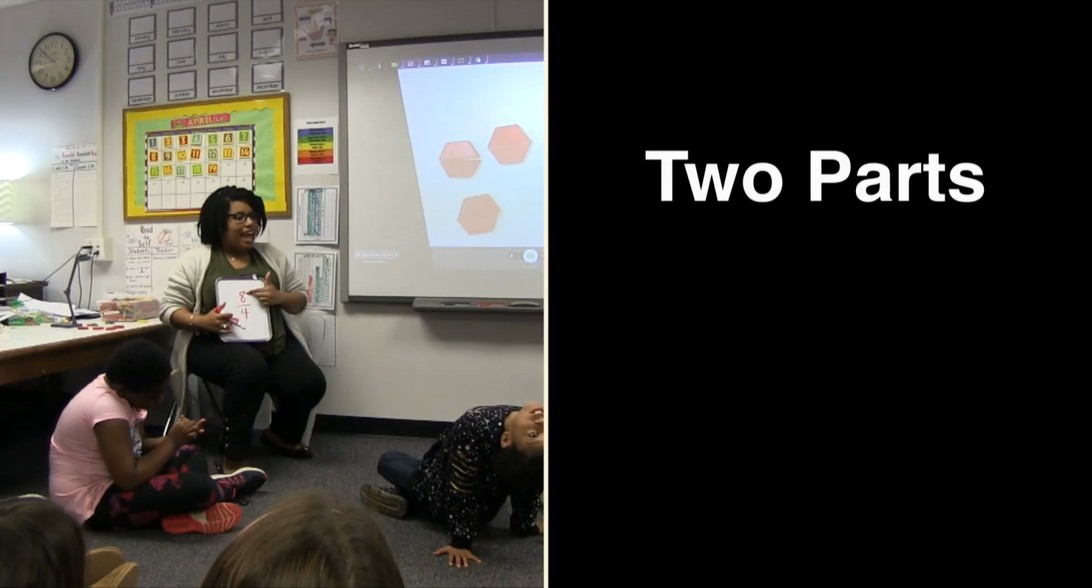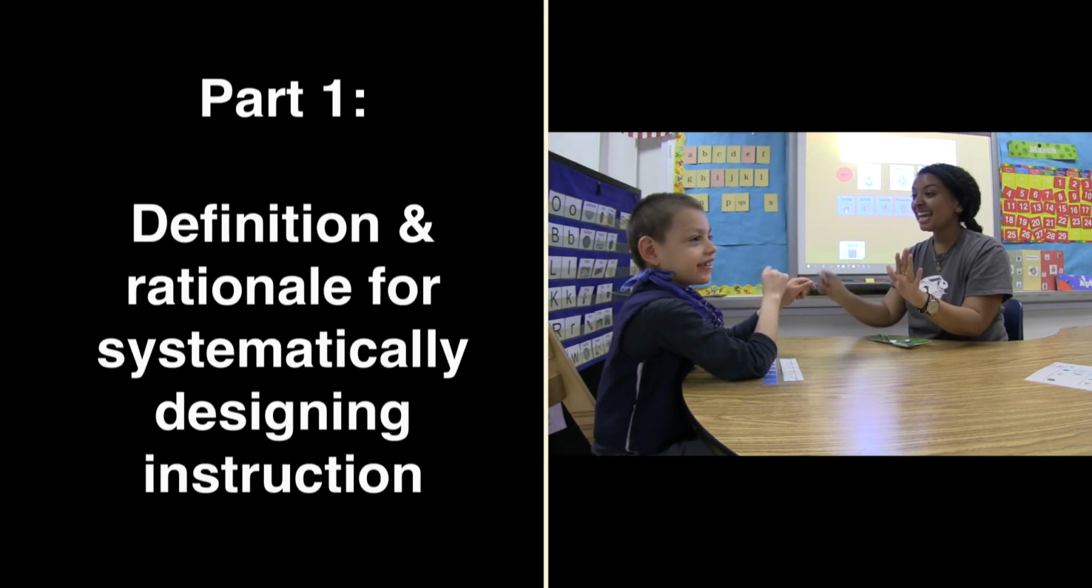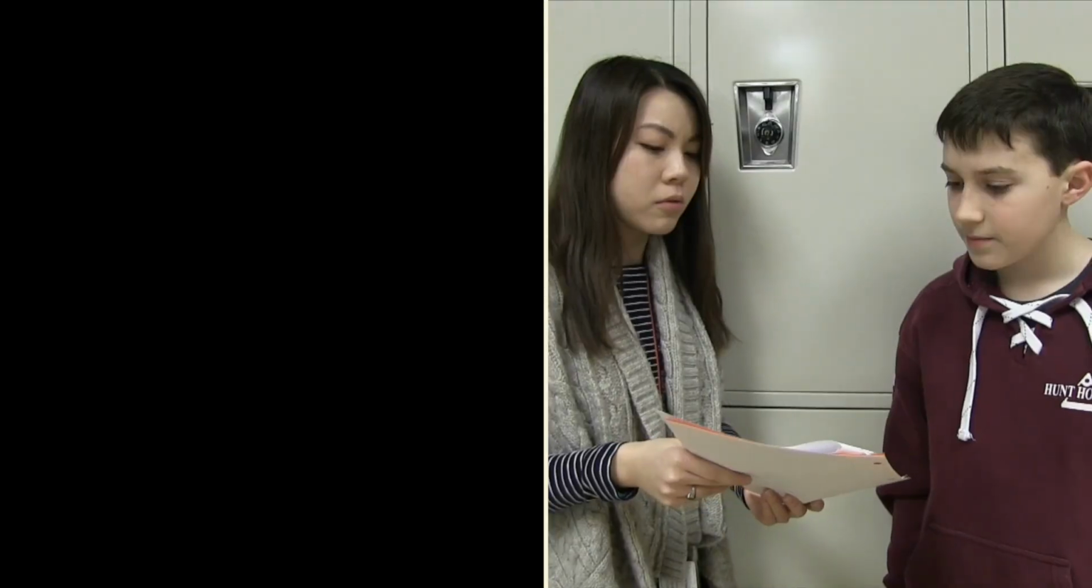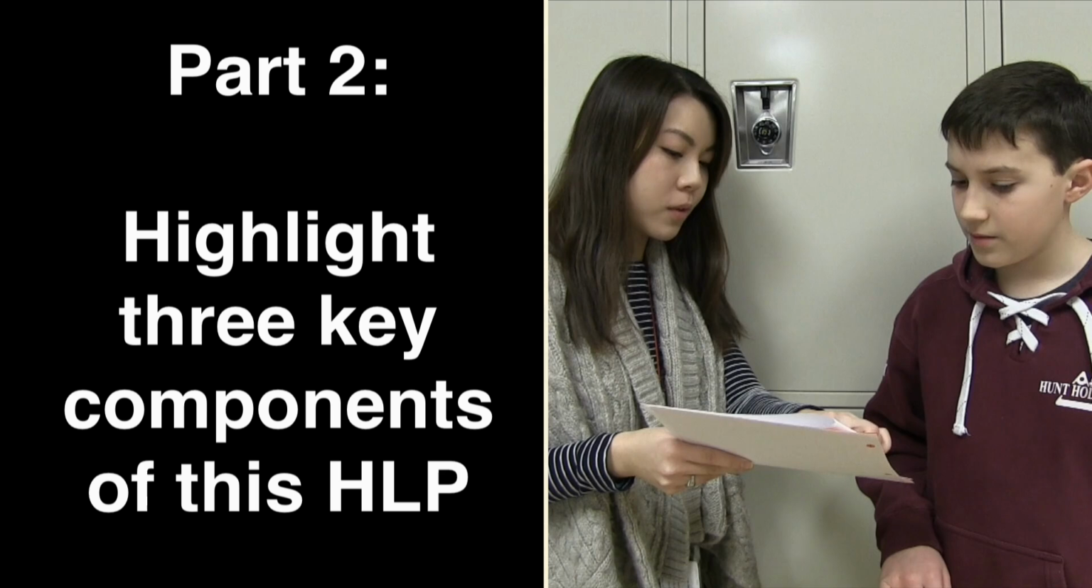This video is broken into 2 parts. In part 1, we provide a definition and rationale for systematically designing instruction towards specific learning goals. In part 2, we highlight and demonstrate 3 key components of this HLP.